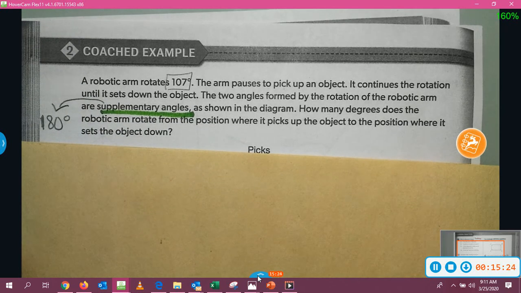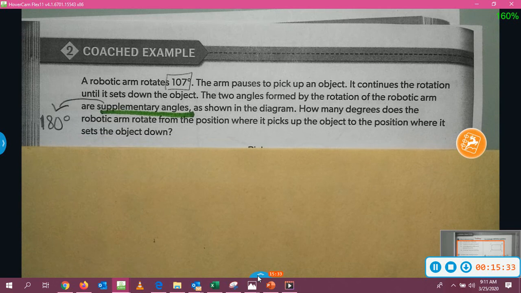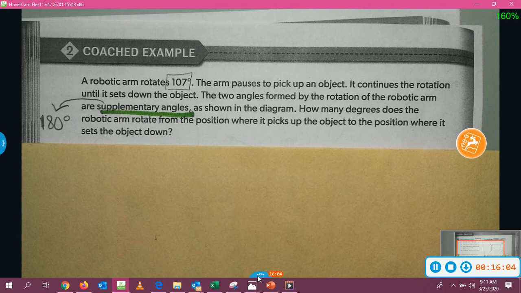How many degrees does the robotic arm rotate from the position where it picks up the object to the position where it sets down the object? Okay, I'm going to give you a few seconds. Go ahead and draw a picture like we did. If you don't need to draw a picture, or after you have finished drawing your picture, then go ahead and write down the information that is needed to answer this question correctly. If you need more time, go ahead and pause the video. If not, let's go.